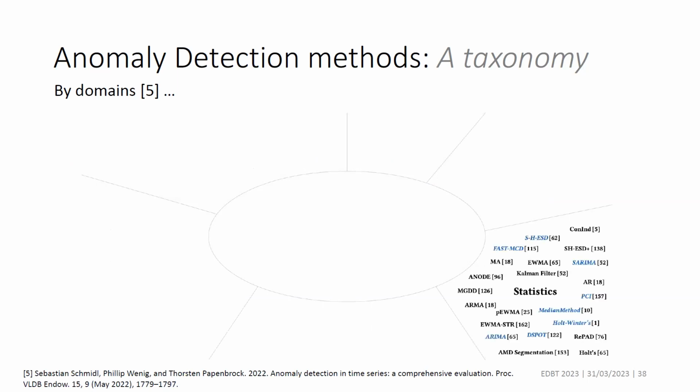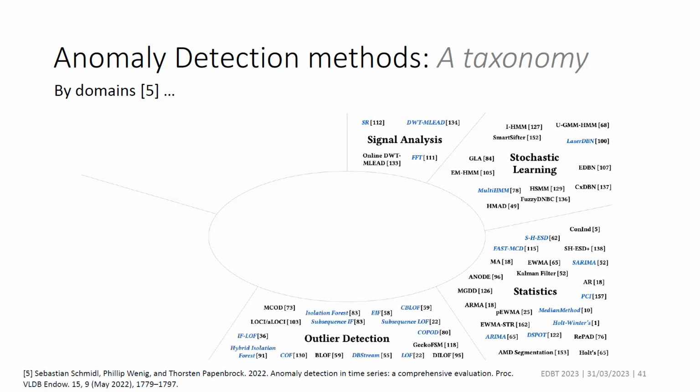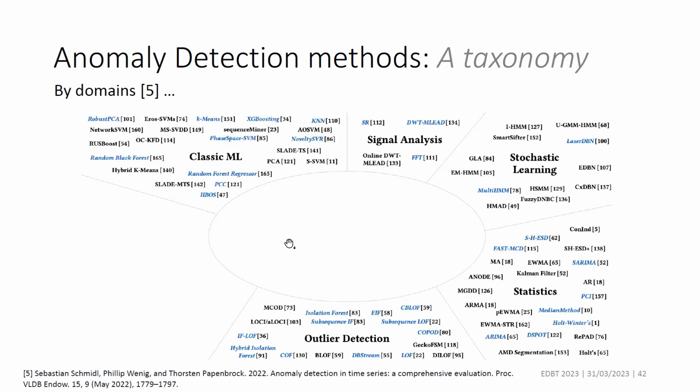There exist a lot of statistical methods to detect outliers and anomalies. These are examples of these methods. Then in the stochastic learning community, they also proposed a lot of methods, hidden Markov models, for instance. You also have the signal analysis community, which proposed different kinds of methods. In the outlier detection community, there are LOF, isolation forest, and all these methods. In the machine learning community, there is one-class SVM. Machine learning also proposes a lot of methods for anomaly detection.